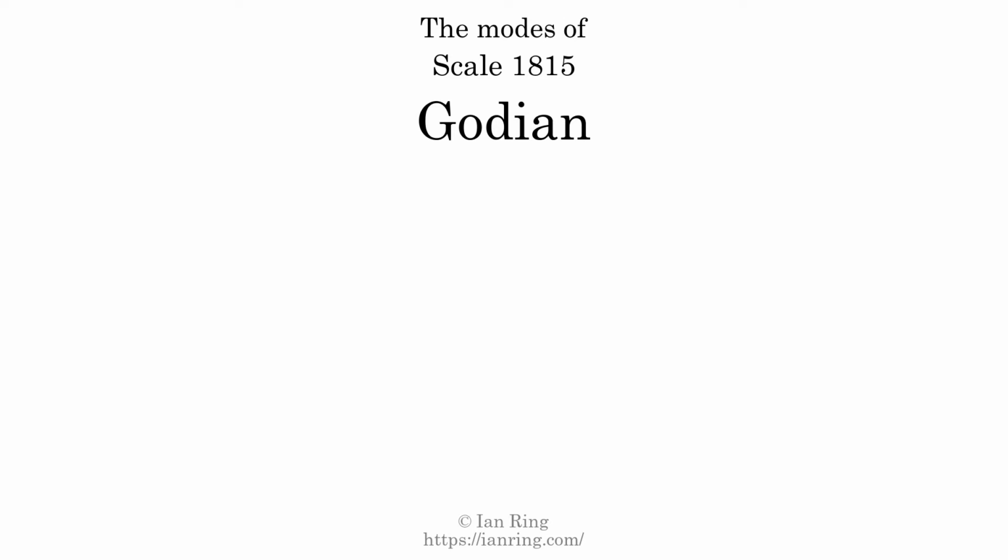This scale has 7 modes. The first mode is itself. The second mode is scale 2955, also known as Thorian. It sounds like this.